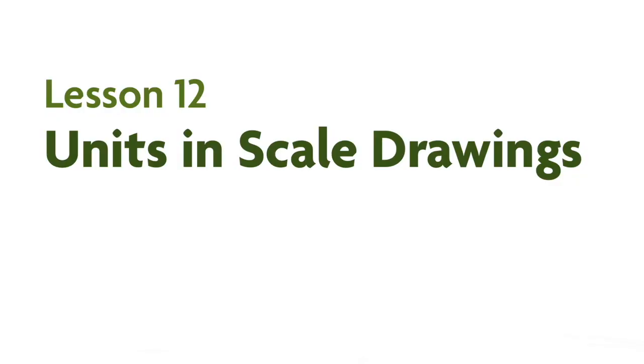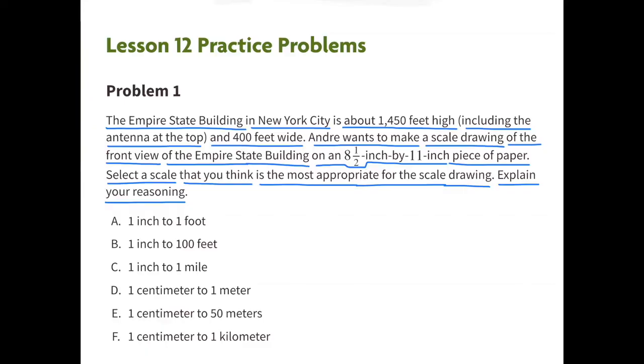Seventh grade, Unit 1, Lesson 12, Units in Scale Drawings. Number 1. The Empire State Building in New York City is about 1,450 feet high, including the antenna at the top, and 400 feet wide. Andre wants to make a scale drawing of the front view of the Empire State Building on an 8.5-inch by 11-inch piece of paper. Select the scale that you think is the most appropriate for the scale drawing. Explain your reasoning.